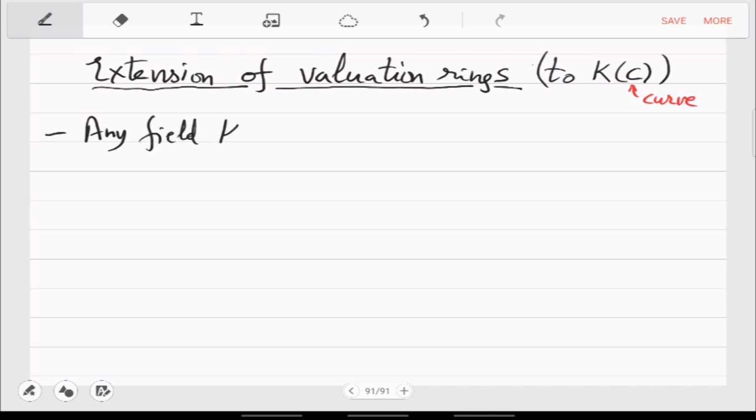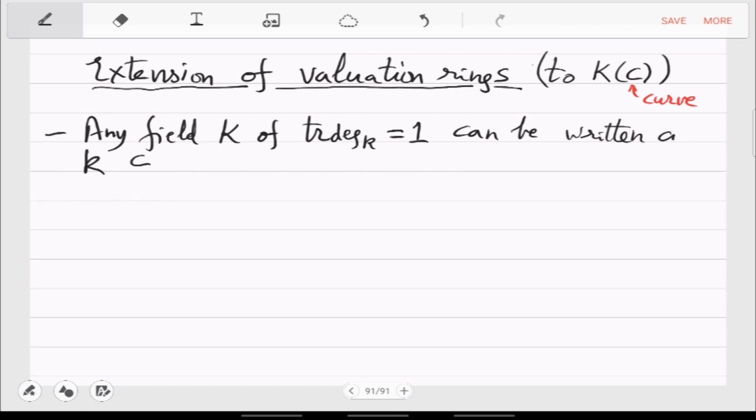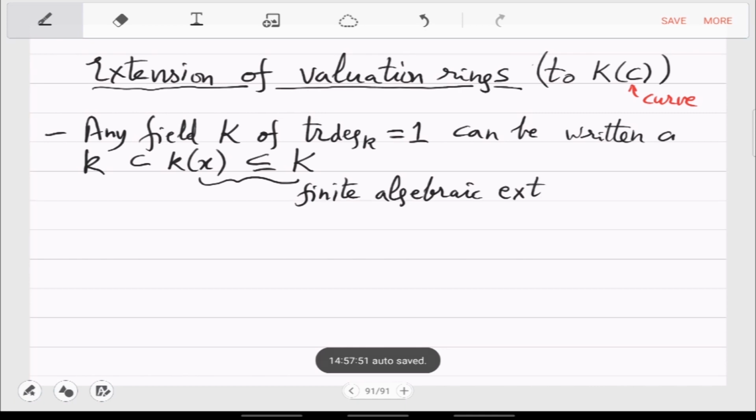So any field K of transcendence degree 1 which is coming from a curve can be written as a base field small k and a transcendence degree 1 field containing this element x such that K is a finite algebraic extension of k(x), and k(x) is the transcendental extension.